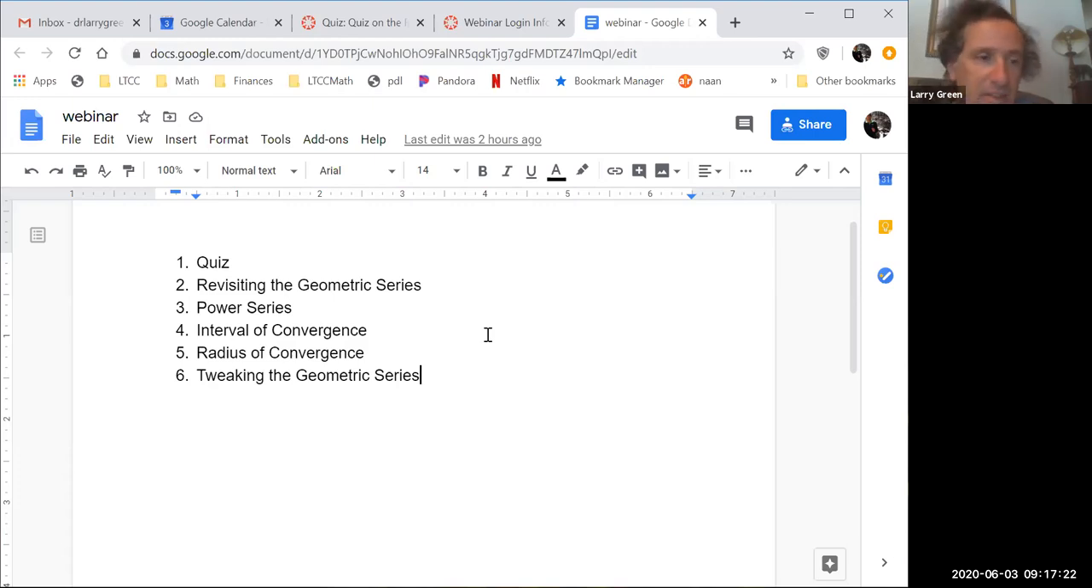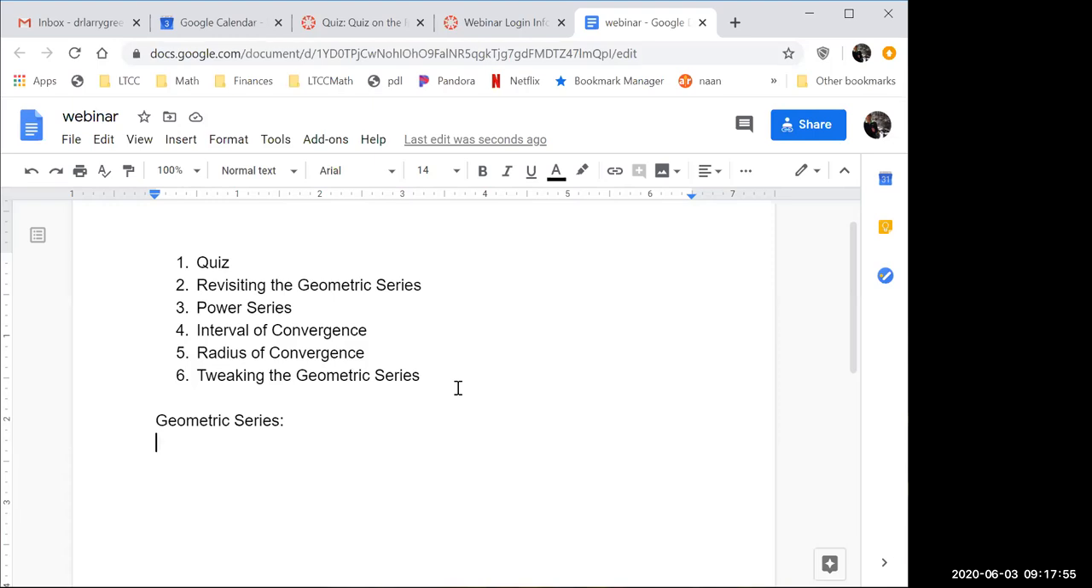Okay, if there's no questions, I think it's time to do some math. And I want to revisit the geometric series. So the first thing is, who remembers what a geometric series is? It's been a little while since we've played around with them. What does a geometric series look like? It's something to the power of n, right? Or some number to the power of n?